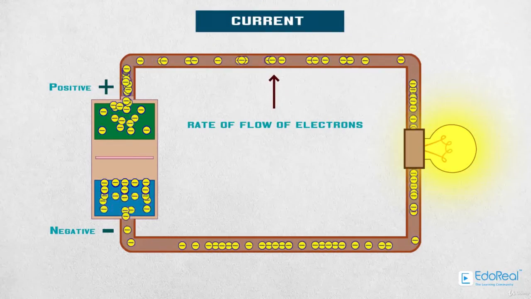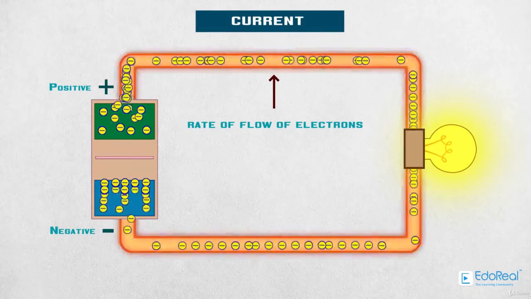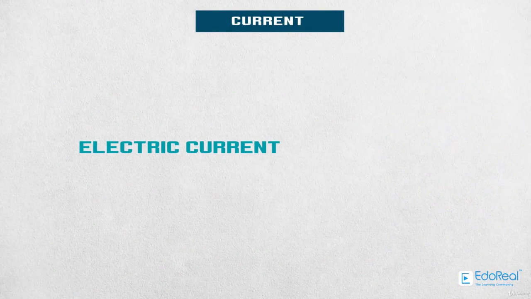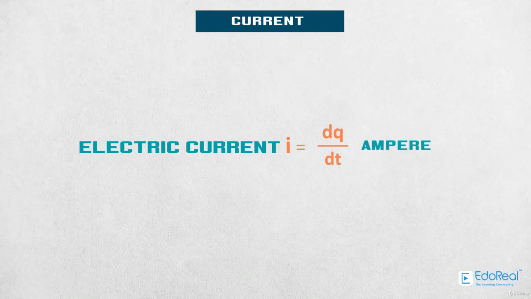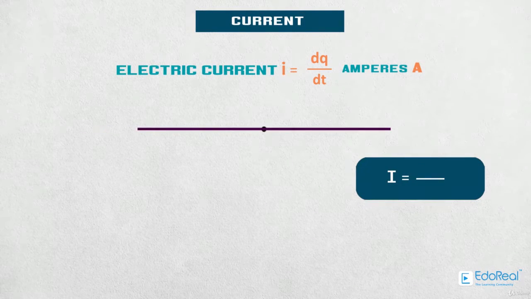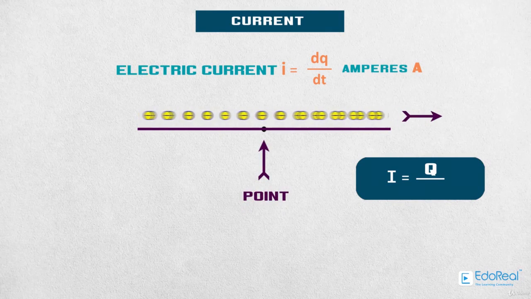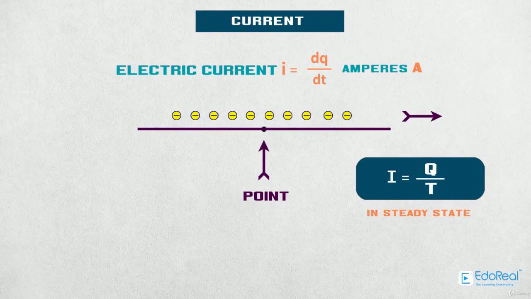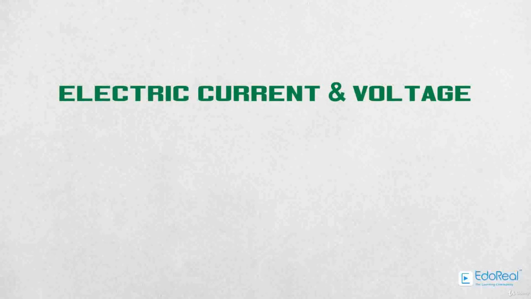The rate at which the charge carriers flow through the given surface is called the electric current. The electric current is denoted with I equals dQ by dt. The current is measured in amperes, A. The current, I, can also be defined as the number of charge carriers, Q, that pass through a certain point in time, t. That is, I equals Q by t. In this video, we have discussed electric current and voltage.